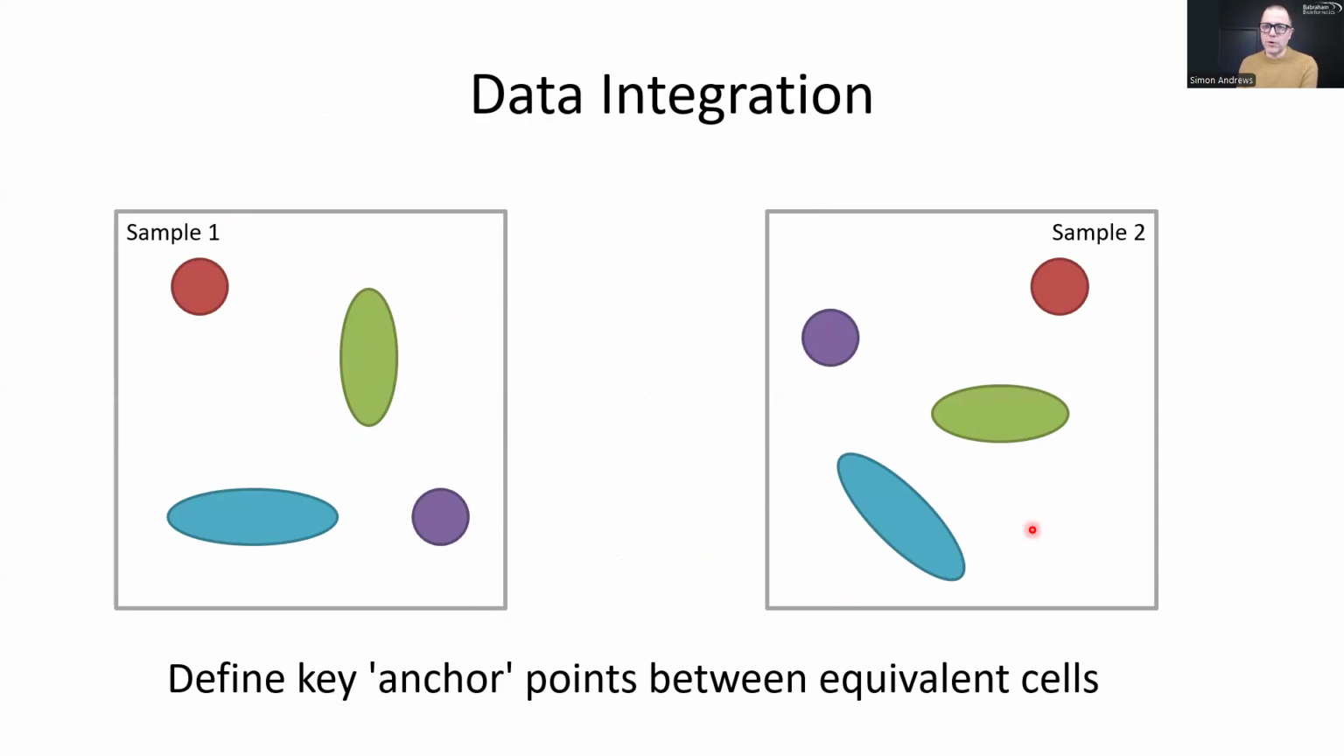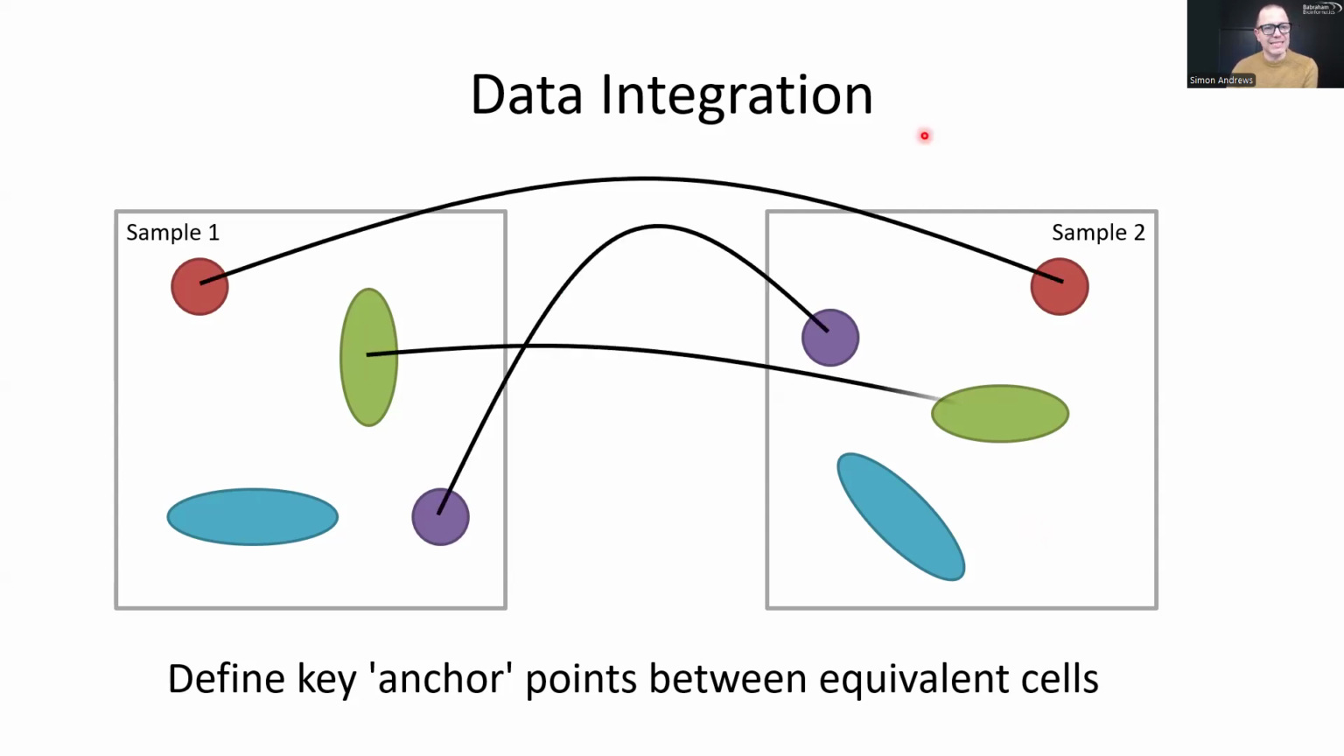The integration process that is used in Seurat defines what are called anchor points, integration anchors, which are really just identifying points of commonality between the two data sets. So at a very large level, it's saying, well, this cell cluster over here is going to be equivalent to that one, this one is equivalent to that one, and so on.